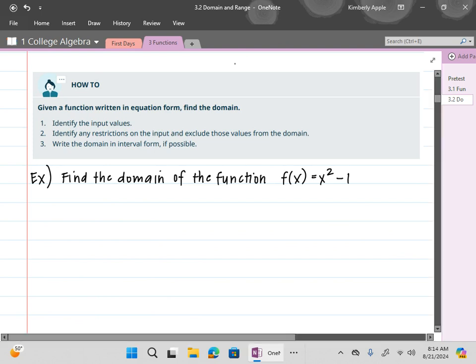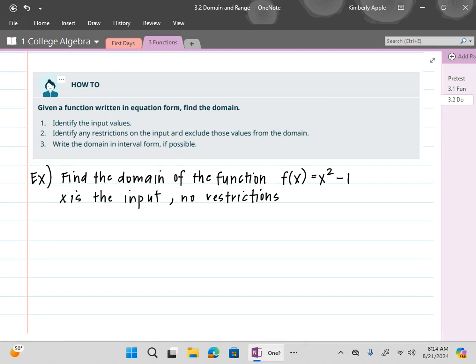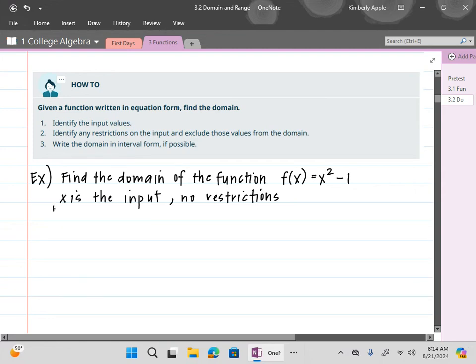And so for this, the input is x, right? So identify the input values. X is the input. There are no restrictions. And therefore, our jumping off point when we're talking about the domain, we start with everything, right? So the starting domain, I'll just put that in quotations, is going to be everything from negative infinity to positive infinity.